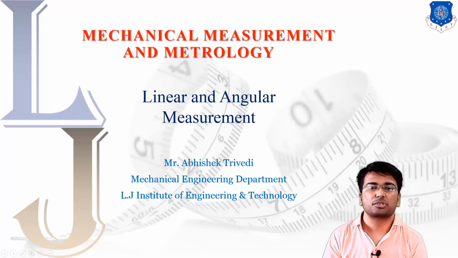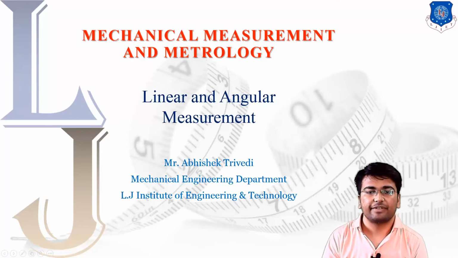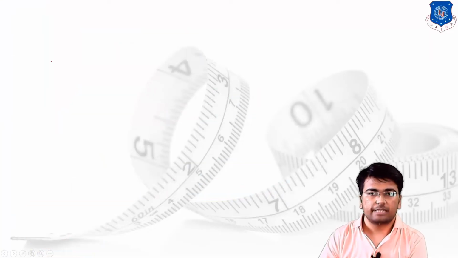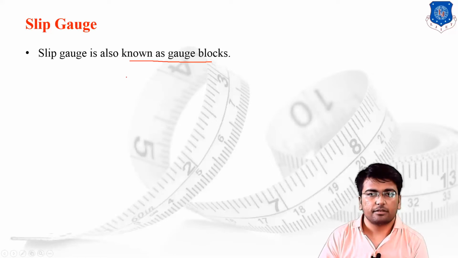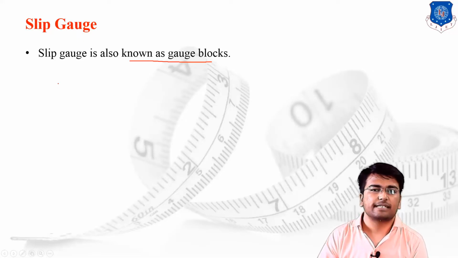Slip gauge is extremely useful as a measuring reference, or we can say as a reference standard for measurement. Slip gauge is also known as the gauge block. Till now we have discussed the vernier caliper, an instrument totally based on the vernier principle. Then we discussed the micrometer, which depends on the micrometer principle, and we have also discussed the scales.